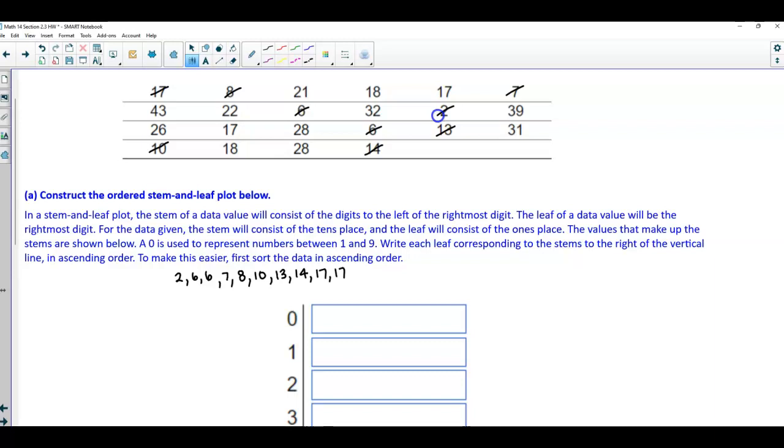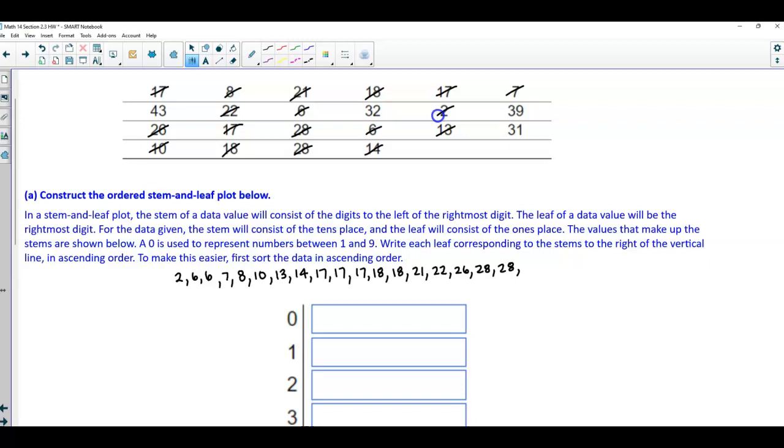And then we have another 17, and another 17. The next number is 18, and then we have another 18. And then we have 21, and then 22, and then 26. And then a 28, and another 28.